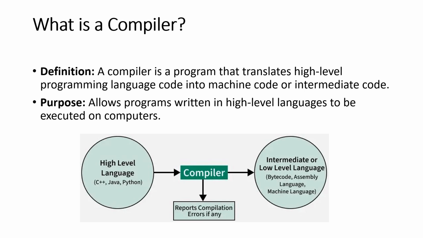As we know that we always write the program in high level language, that is Java, C++, and Python. All these are high level languages, and when they are compiled, we get the intermediate code in the assembly language or the machine code. So the purpose of compiler is to allow the program written in the high level language to be executed on the computer. It also reports the errors while compiling from high level to the low level language.